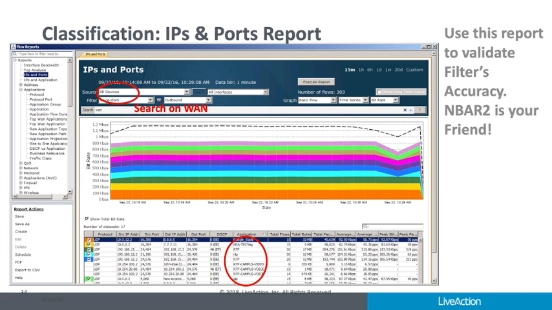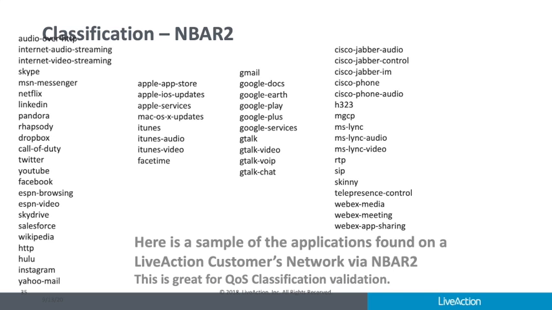The IPs and ports report is a really powerful report to be able to track the applications, and then the DSCP markings of the applications. And then you can also leverage your filters. So if, let's say, I have a voice filter set up, I can apply it to this IPs and ports report, and this report basically will show us all the details within that filter.